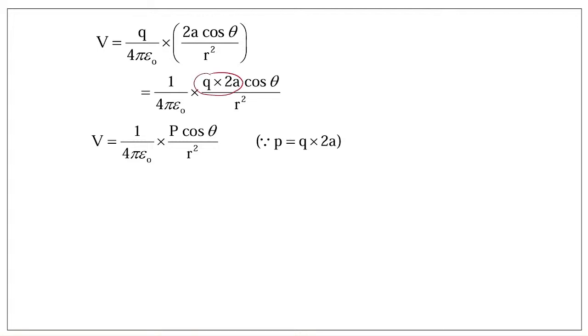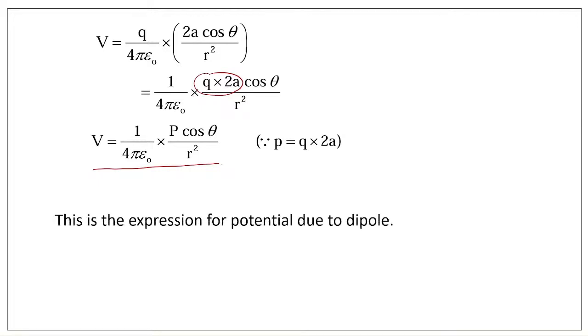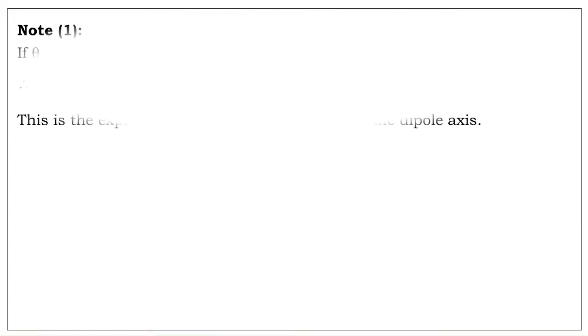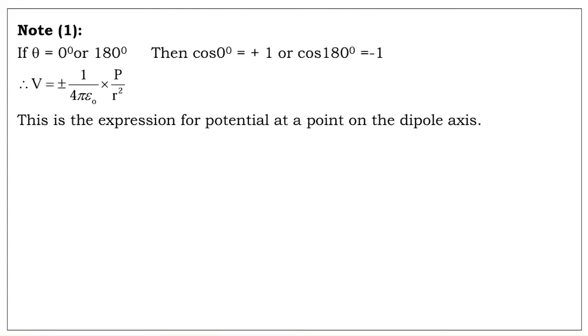Therefore, the final answer is V is equal to 1 by 4 pi epsilon naught into P cos theta by R square. This is the expression for potential due to dipole. Note 1: If theta is equal to 0 degree or 180 degree, then cos 0 degree is equal to plus 1 and cos 180 degree is equal to minus 1.